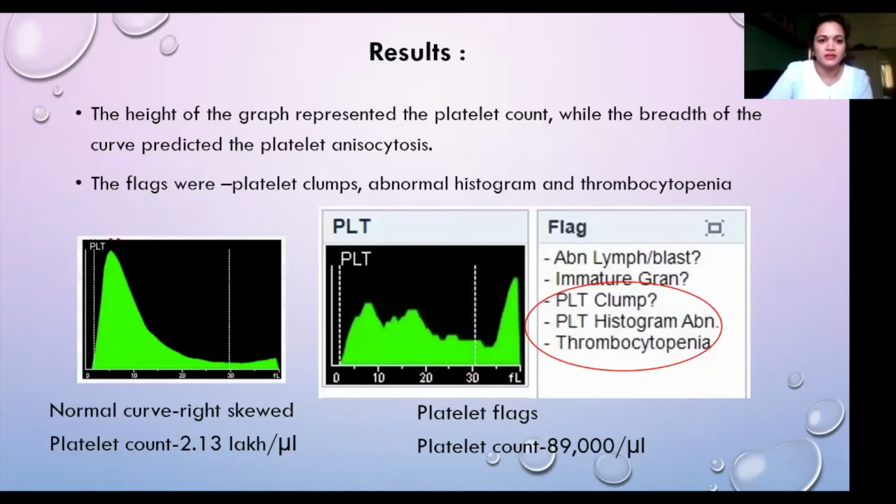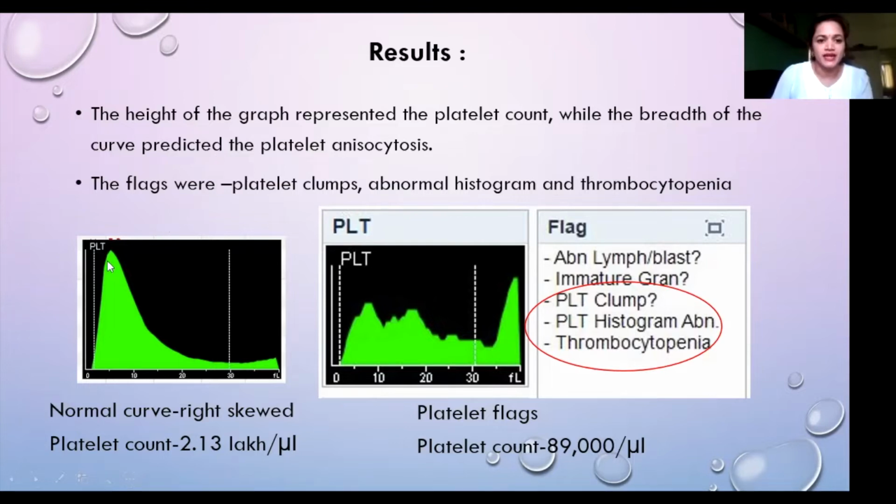The platelet histogram is a graphical representation where it measures the platelets between 0 to 30 femtoliters. And here, in the first photograph, this is the normal curve which is seen in a platelet count of 2.13 lakh. That is, in normal people, where the platelet count is more than 1.5 lakh, this is a smooth curve with a right skewed right arm of the curve.